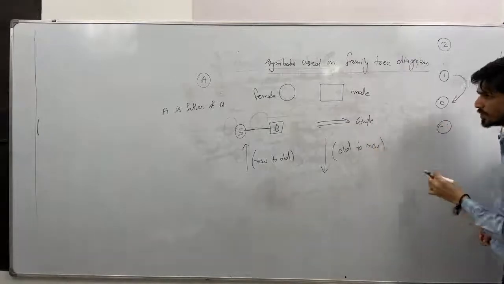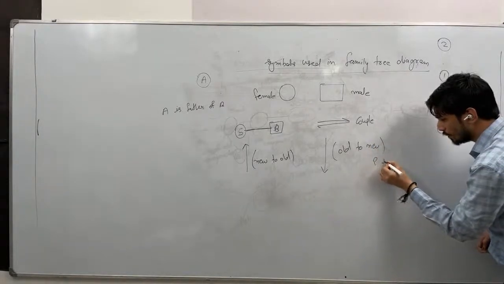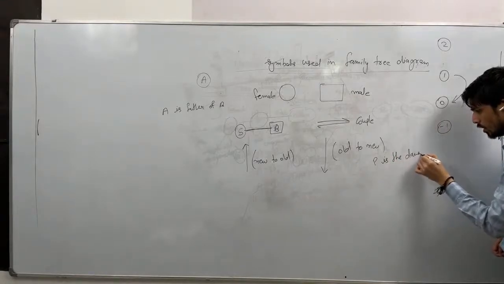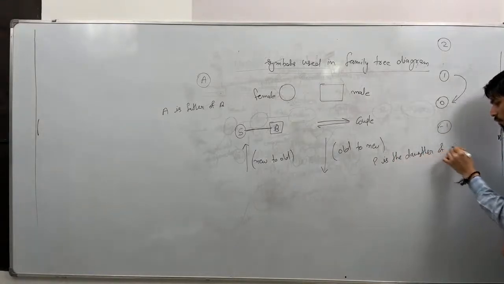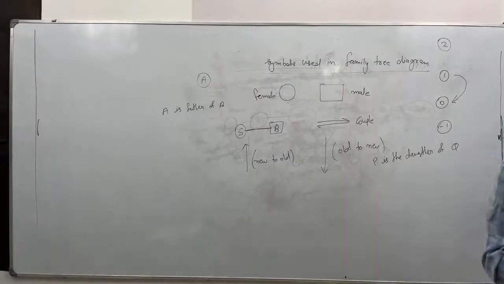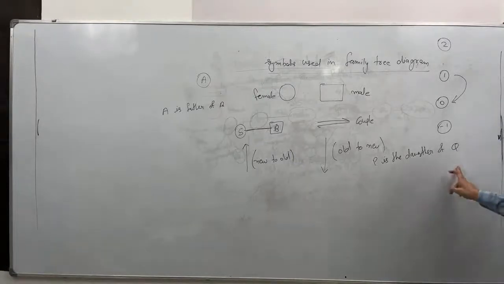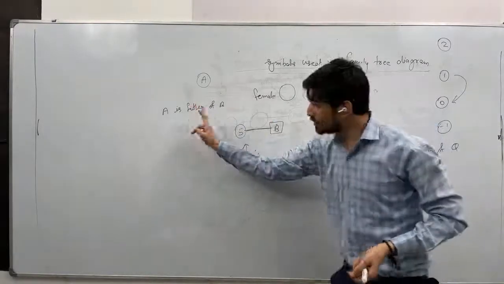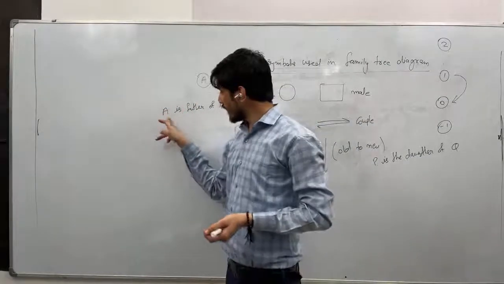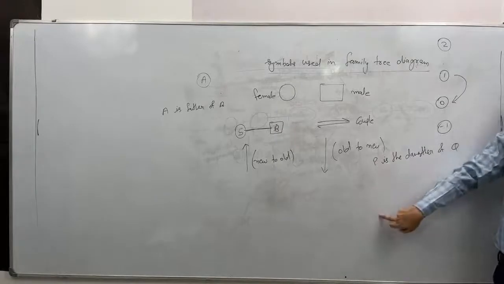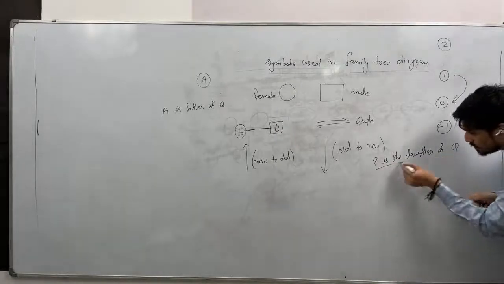Or here also, let's say if I have an example, P is the daughter of Q. So from here, you tell me what is the gender of P? P is the female. And what about Q? We don't know, right? But there's a difference between this one and this one, right? Here we know the gender of A. A is in old generation. Here P is in new generation, right? So there is a difference between the sentences.